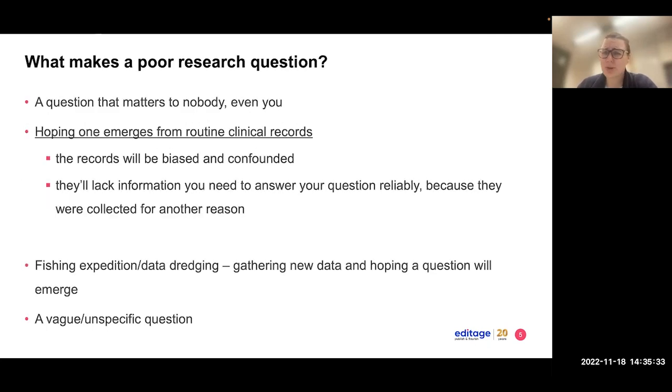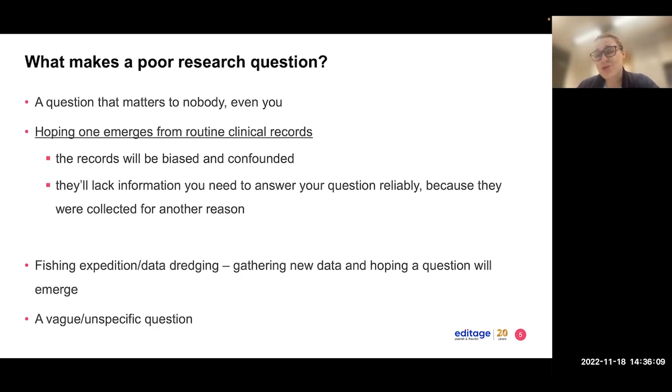So what makes a poor research question? If we have good research questions, we also have poor research questions. The first one is quite obvious. It's a question that matters to nobody, even to you. Meaning you're doing research just for the purpose of doing research, maybe because you got an assignment at grad school. And because of that assignment, you are asked to provide a certain research question, and you don't have an idea what to do, and you just blurt something out.